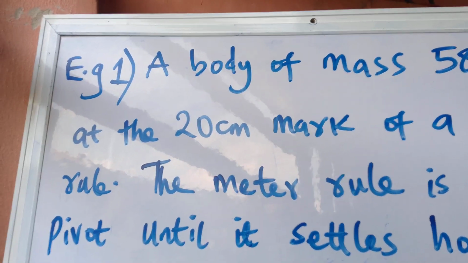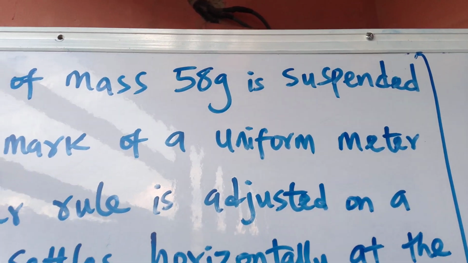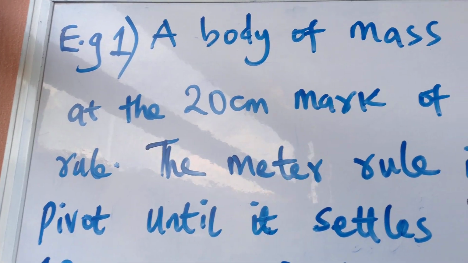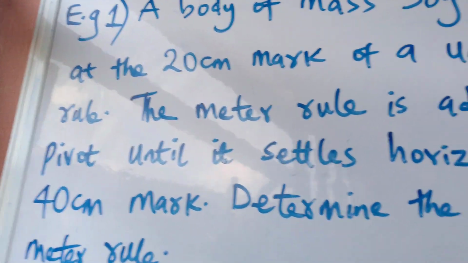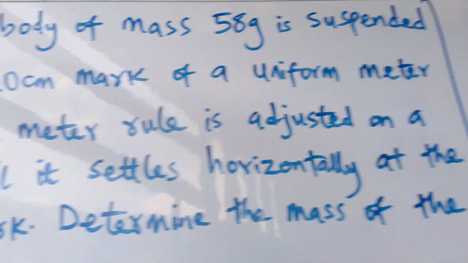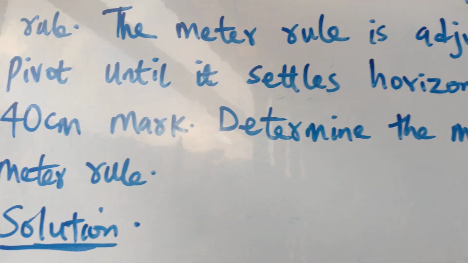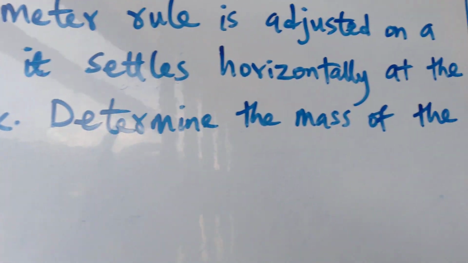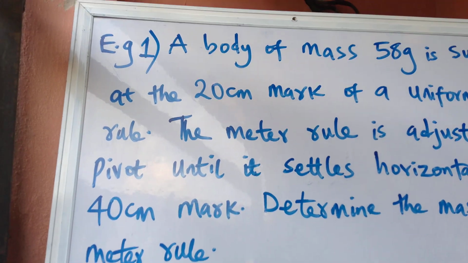Alright, we have a question on the board. It says a body of mass 58 grams is suspended at the 20 centimeter mark of a uniform meter rule. The meter rule is adjusted on a pivot until it settles horizontally at the 40 cm mark. Determine the mass of the meter rule. Quickly, let's solve that question.